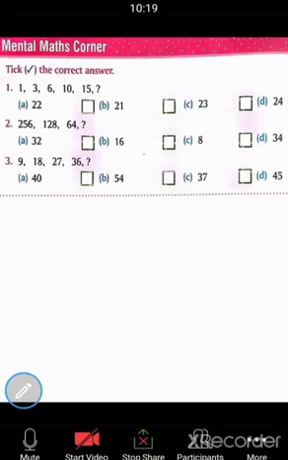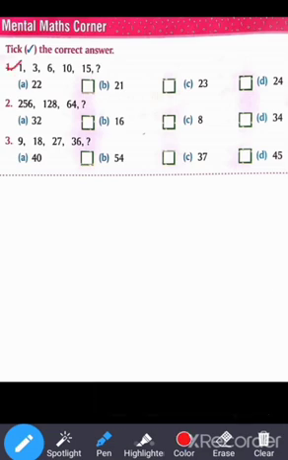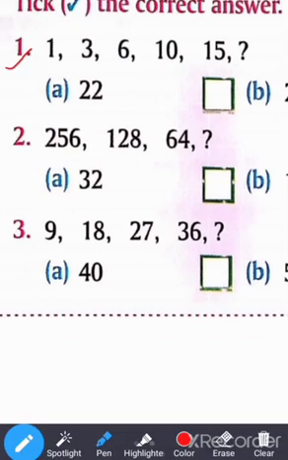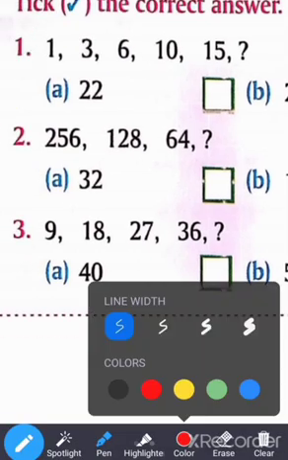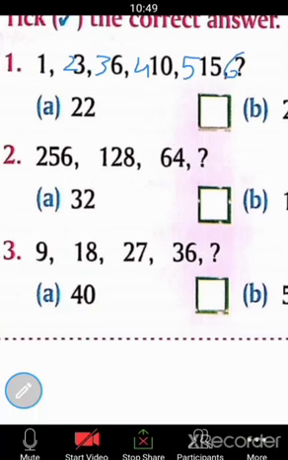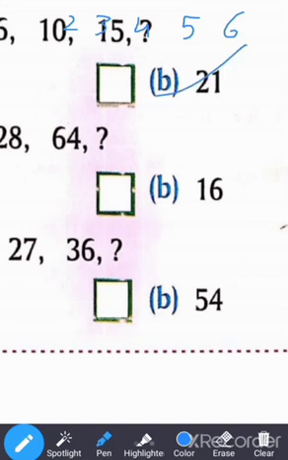Let's discuss a few more questions. See the first question. 1, 3, 6, 10, 15. These are the numbers. So it's an increasing pattern. What is the difference we are seeing here? Pay attention. Between 1 and 3, the difference is 2. Between 6 and 3, 3. 10 and 6, 4. 15 and 10, 5. So it means we are adding the next number: 2, 3, 4, 5. So now I'm going to add 6. So 15 plus 6, my answer will be 21. That is this one.